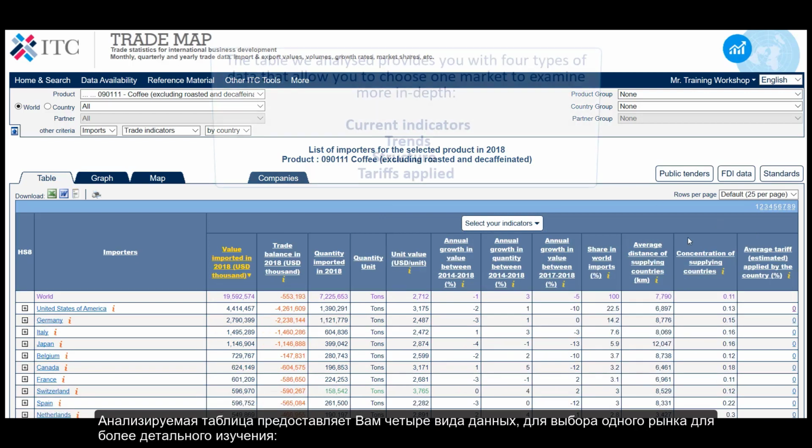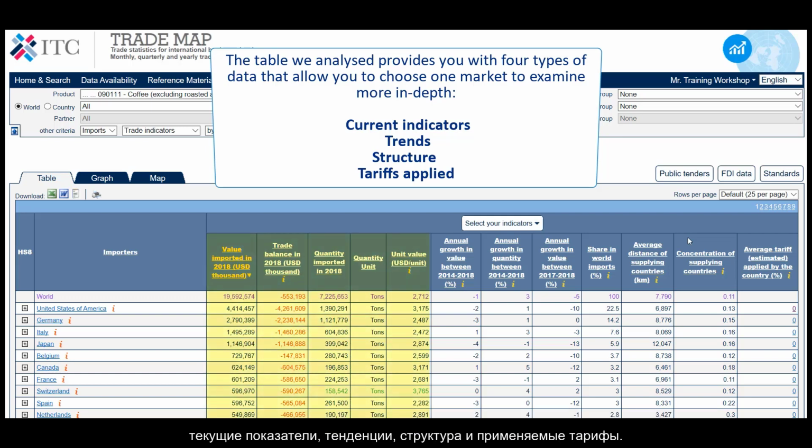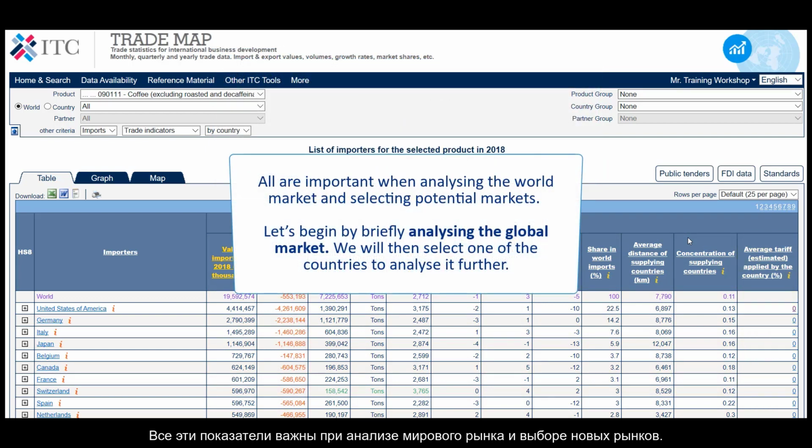To recap, the table we analyzed provides you with 4 types of data that allow you to choose one market to examine more in depth: the current indicators, the trends, the structure, and the tariffs applied. All are important when analyzing the world market and selecting potential markets. Let's begin by briefly analyzing the global market. We will then select one of the countries to analyze it further.